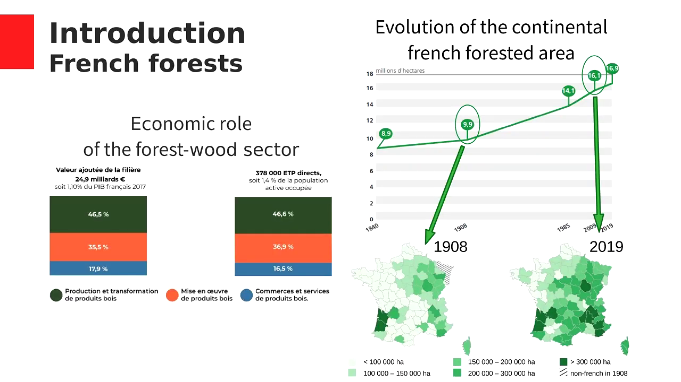In French metropolitan territories, forest covered area increased by about 70% over a century, going from 9.1 in 2008 to 16.1 mega hectares in 2019. From an economical point of view, this sector represents about 25 giga euros and employs 378,000 full-time equivalents, from planting to sale through exploitation, exportation, transformation, etc. This represents about 1.1% of French GDP and about 1.4% of French active population.